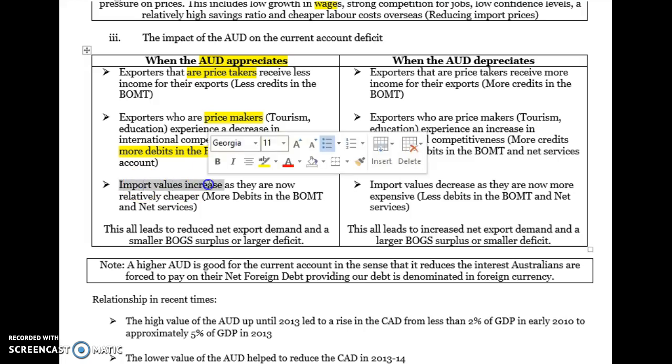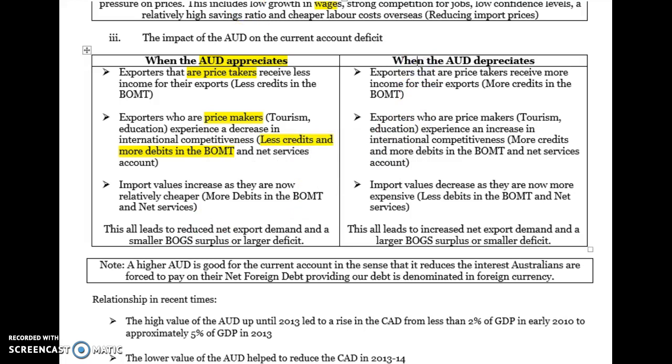Import values increase as they're cheaper, and export volumes go down. This is bad for the current account. In terms of when the dollar depreciates, it has the opposite effect.